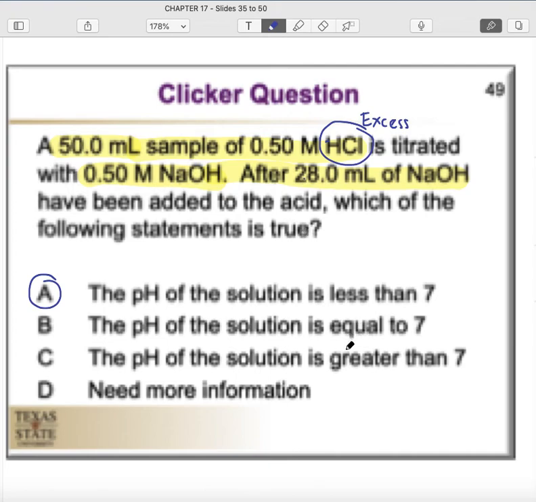So you could actually find what that value is, but you didn't need to do that because all that you needed to look at in this case was the milliliters of the solution and figure out which of the two is in excess. That is it.